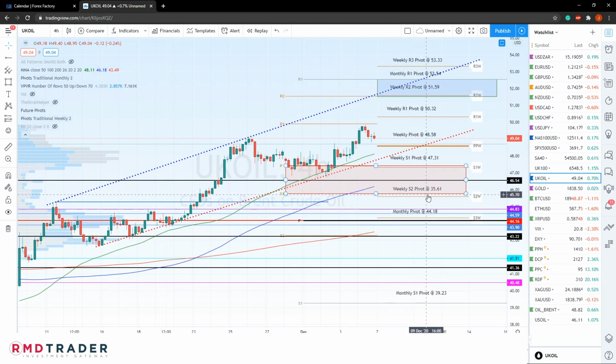However, should we see price then break below that, it's possible that we will see a retest of the 4-hour 200 SMA, and that could happen perhaps lower towards the monthly pivot at 44.18.